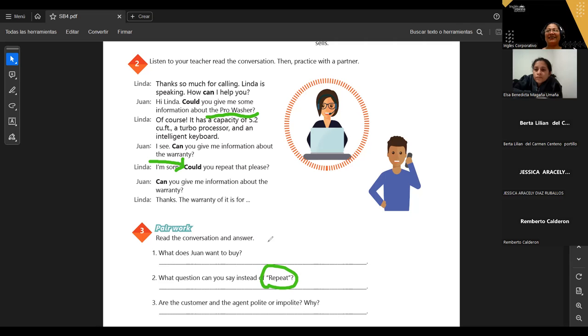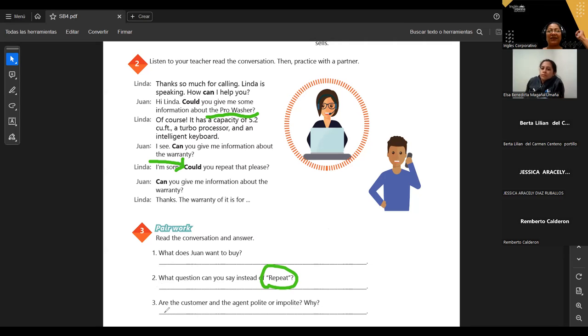Can you tell me again, please? Good option. Can you tell me? I would add, can you say that again? Can you say that again? That's it. Can you say that again, please? Ya no utilizamos repeat.